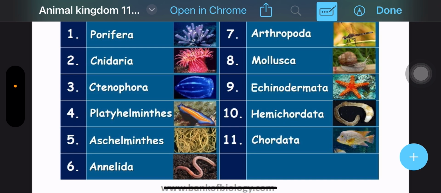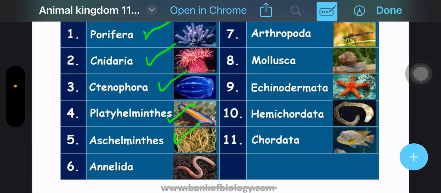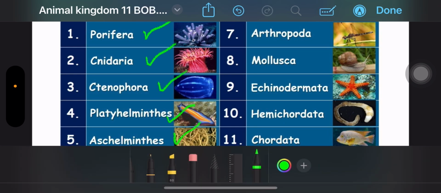Now see, in Porifera we are learning about the sponges. Cnidaria are the coelenterata, where we learn about hydra, jellyfish, Aurelia, animals like these. Ctenophores, for example, comb jellies. Platyhelminthes are the parasites, which are flatworms, right? Aschelminthes, roundworms, you are learning, right? And Annelida, earthworms, you are learning.